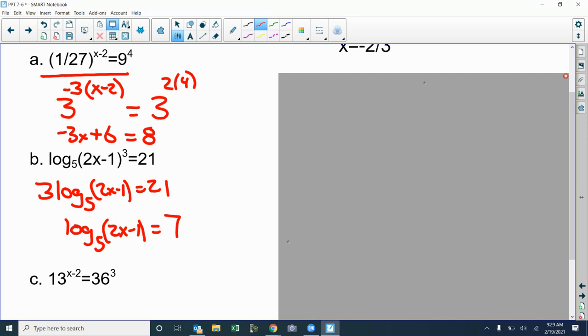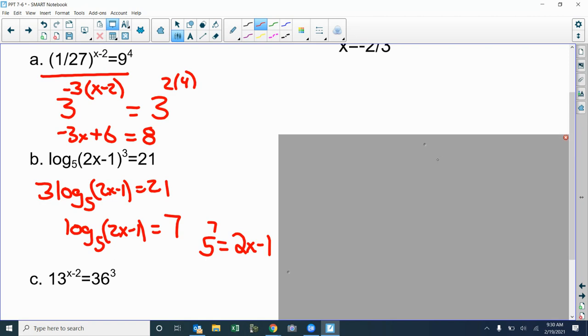Write it in exponential, you might want to grab your calculator out because it's going to be a big number. So what is it going to be exponentially? What power? 5 to what? 5 to the 7, okay? Is equal to 2x minus 1. So you got a little work to do. So grab your old calculator, see if you can get 5 to the 7th.